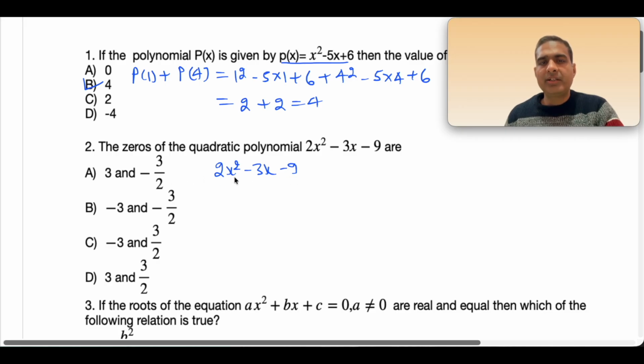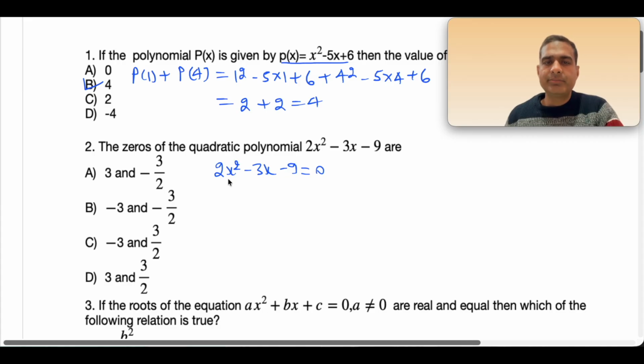Another way can be we can factorize it and find out the values at which the polynomial turns into 0. So to find out the zeros, we will make this polynomial equal to 0. We will equate this polynomial to 0. And then we will split the middle term. So how do we split the middle term? We multiply the coefficients of x square and the constant. So that is 2 times minus 9, which is minus 18.